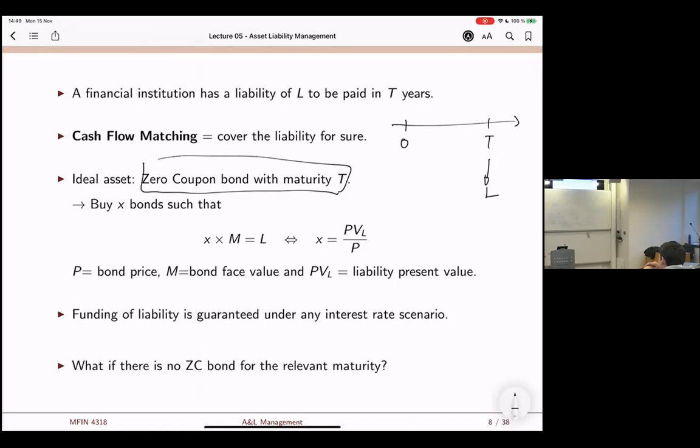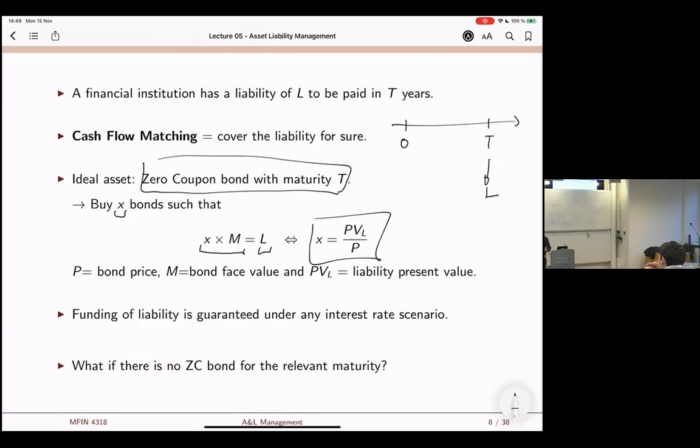How many of these bonds should you buy? Let's call that X. Well, again, it's fairly simple. Cash flow matching. You want the cash flow from your bond, where M is the face value here, to match the value of your liability. Okay, so super simple. You can write that in terms of present value. So you take everything back to date 0, and you end up with the quantity of bonds being equal to the present value of the liabilities divided by the price, right?